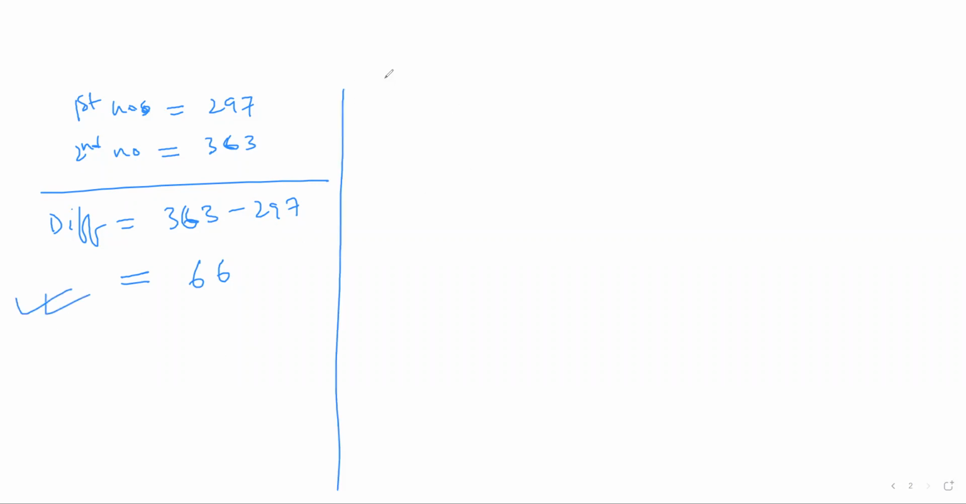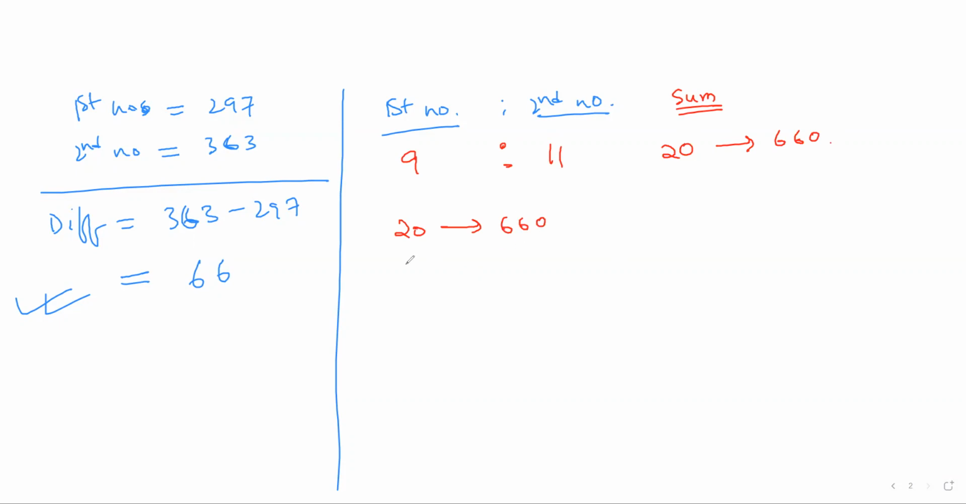Let's rewind again. First number and second number. According to the question, the first number was 9 and the second number was 11, and then we calculate the sum. The sum is given as 20, which is equivalent with 660. From here, we calculate how much 1 is.